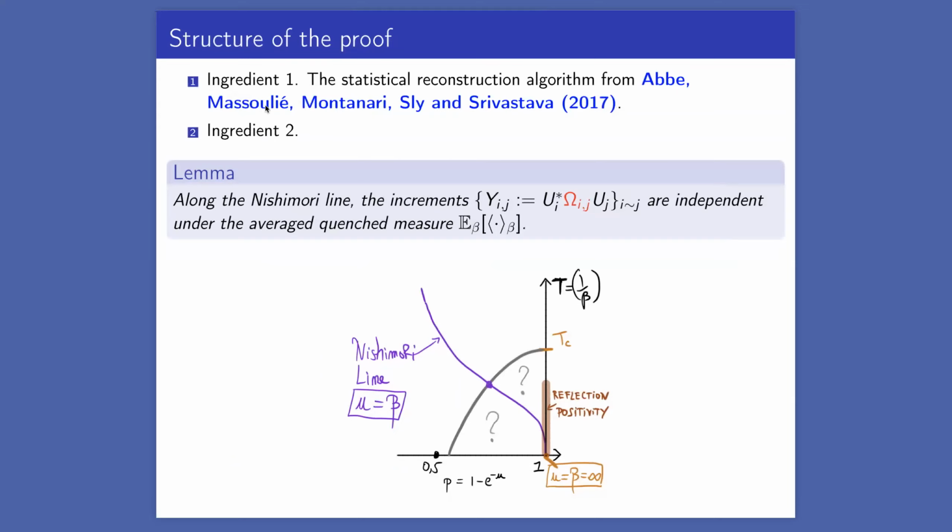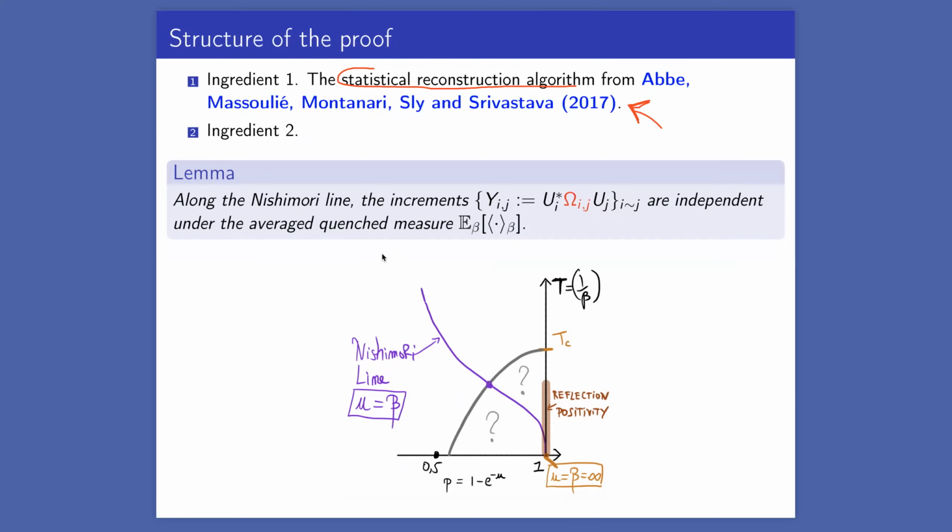Okay, so the proof will be divided into two steps. The first one will be a very interesting statistical problem on its own, which was solved by Abbe, Massoulié, Montanari, Sly, and Srivastava. And very interestingly, the probabilistic tool that they use is a very nice theorem by Itai, Pimentel, and Perez from 1998. But I won't ruin the suspense now.